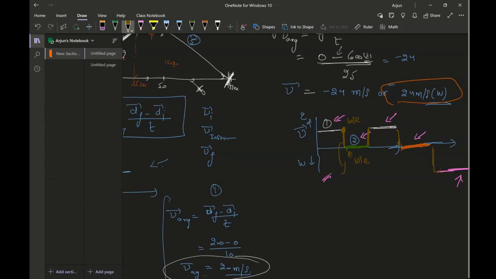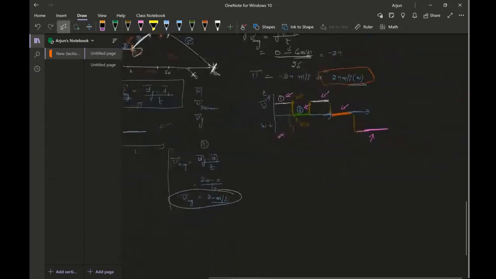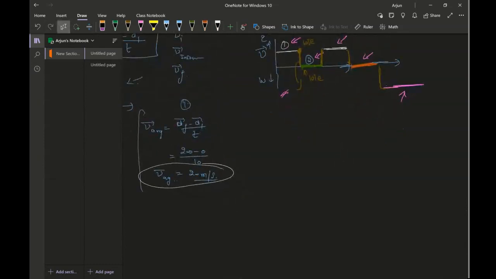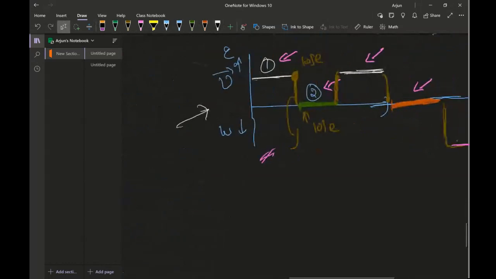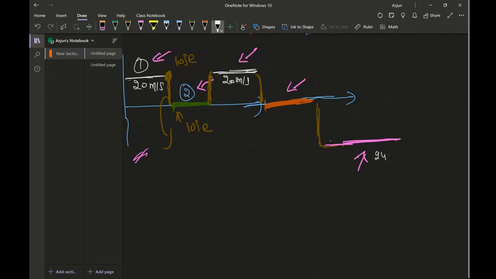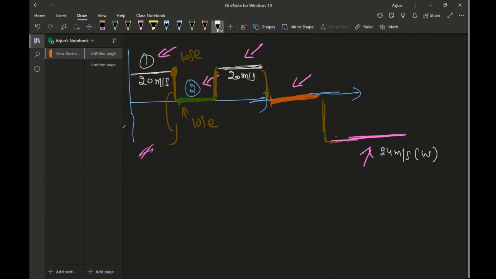Okay, so hopefully you were able to understand how you're going to draw the velocity time graph and how you're going to find the average velocity if you are given the displacement and the time. Now from this I will continue. I will try and draw the acceleration time graph and find the acceleration. So if I wanted to find the acceleration, I will look into the velocity time graph. For the first one, it was 20 meters per second east, because they're positive, and this one was 24 meters per second in the west direction.